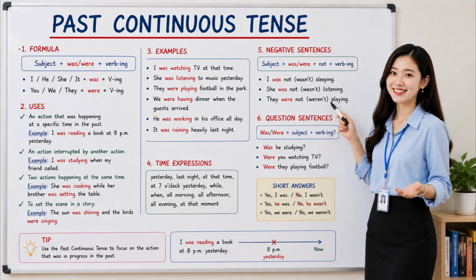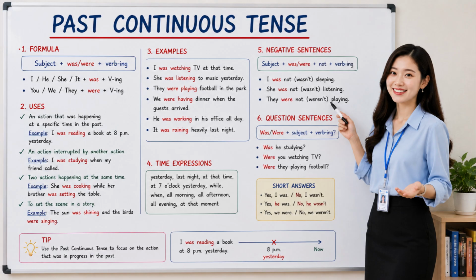the past. We often use the past continuous tense when we want to answer questions such as, what were you doing at that time? Or, what was happening when something else occurred? For example, I was doing my homework at 8 p.m., or she was cooking when the phone rang. In these examples, the past continuous helps us understand that the action was already happening before another event took place.